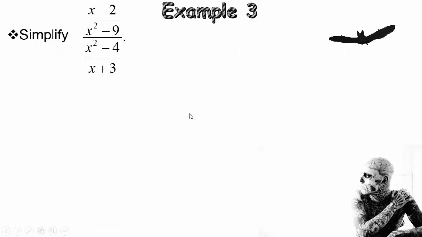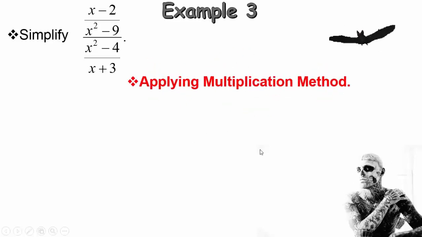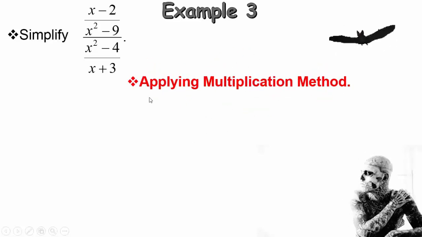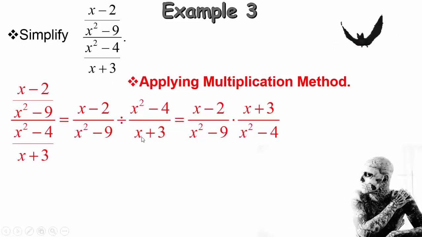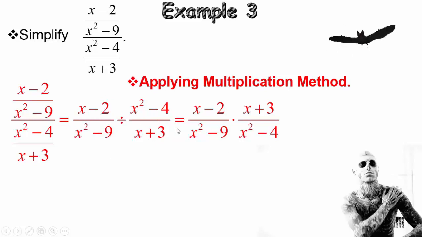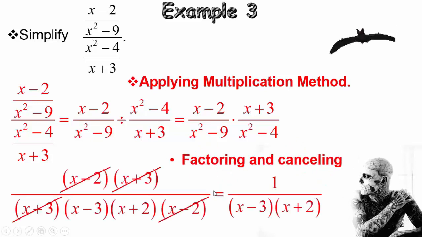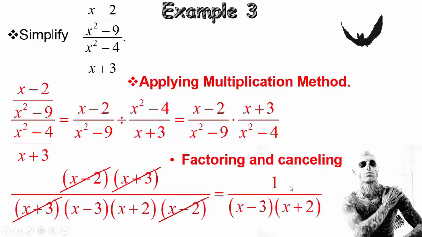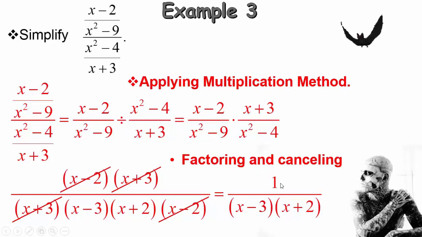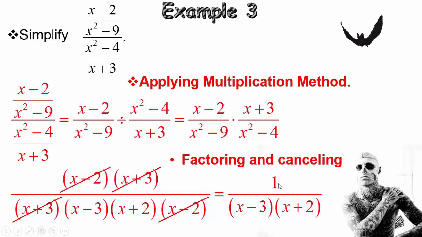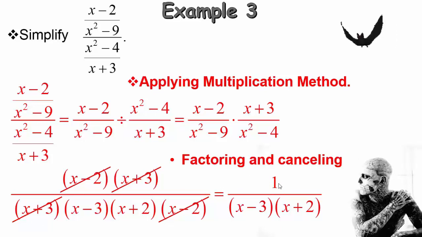So let's look at example number 3 on the PowerPoint. Well, like I did on the whiteboard, I used the multiplication method here. And as you see, I changed first into a division problem, then I changed it into a multiplication problem, and I factored and canceled, just like I did on the whiteboard. And remember, this is a 1. Even though these two cancel out, it makes a 1. A fraction does not become a whole number. A fraction remains a fraction.